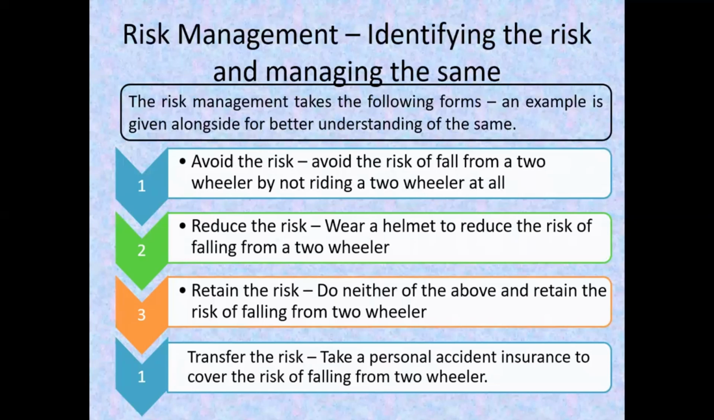And some people take the option of transferring the risk. So some people go for vehicle insurance or two-wheeler insurance, personal accident insurance. In case they fall from a two-wheeler, they keep an insurance policy as a backup for any medical expense or any injuries or anything that may happen. So the main aspect in these four methods is the transfer of risk, which we deal with more commonly in insurance. The transfer of risk happens from the client to the insurance company.